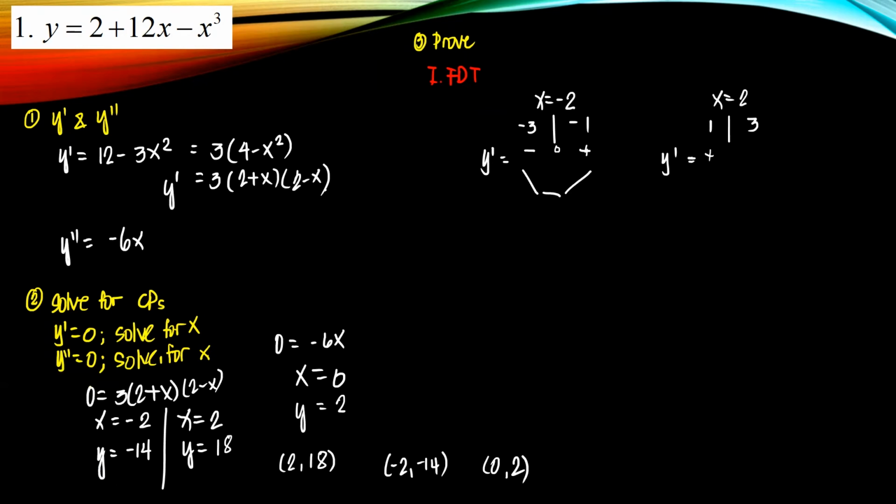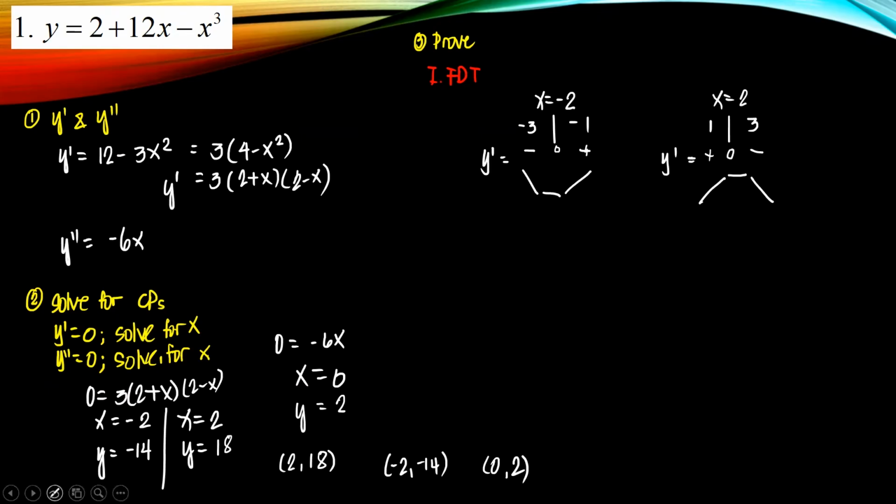At exactly 2, 2 plus 2 is 4. 2 minus 2 is 0. The slope is 0. And then if it's 3, 2 plus 3 is 5. 2 minus 3 is negative 1. So positive times negative is negative. That means it's positive, horizontal, negative. So it seems as if negative 2, negative 14 is your minima. Yeah. And 2, 18 is your maxima.